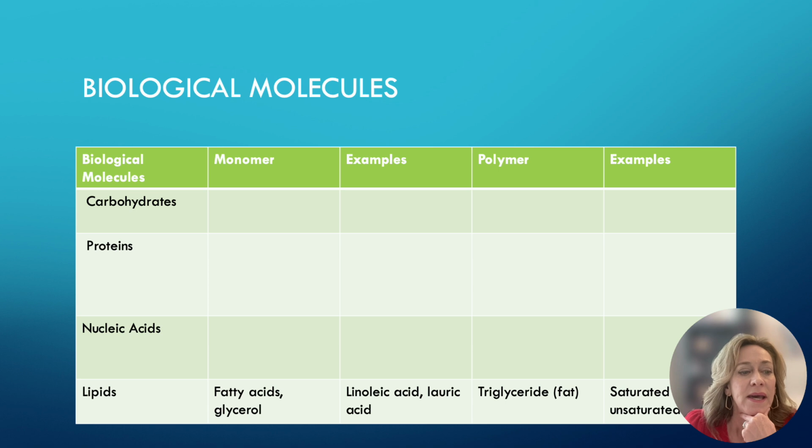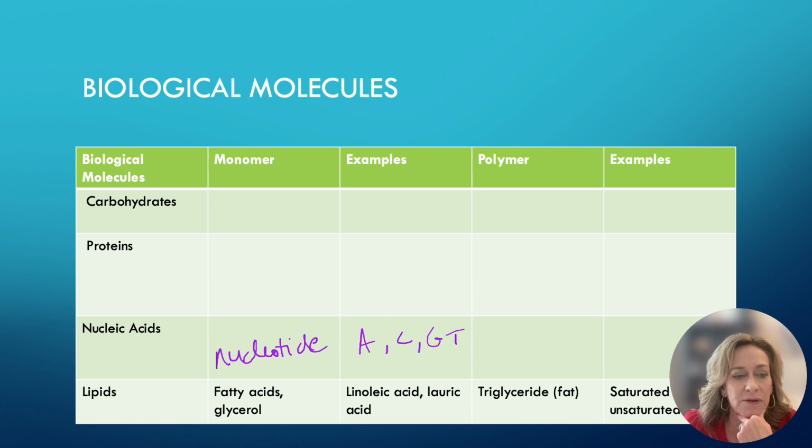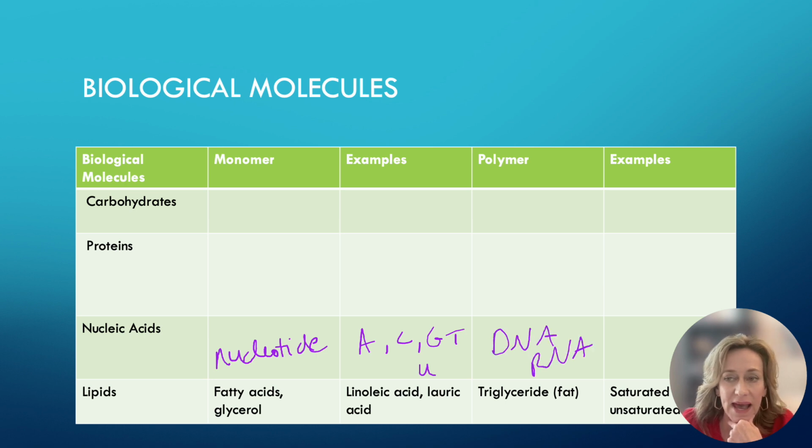All right. Nucleic acids. Monomer is the nucleotide, right? And so we have A, C, G, T for DNA. We have U for RNA. Polymer would be our DNA, right? And our RNA, okay? Now our last category, which are lipids, there's more varied examples than what we saw in the others.